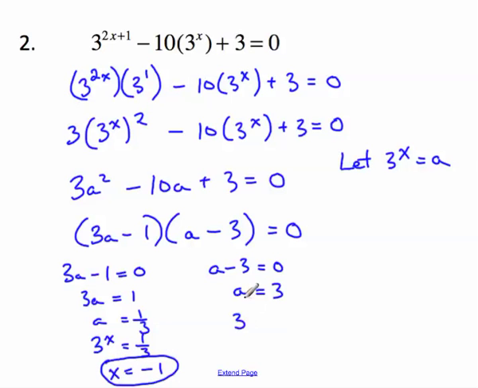Here, we replace a with 3 to the power of x again. We get 3 to the power of x is equal to 3, or x is equal to +1. So in this case, our two solutions are x is equal to -1 and x is equal to +1. And again, we can check that by plugging them back into the original equation. So that's how to solve this type of quadratic exponential or exponential quadratic equation.